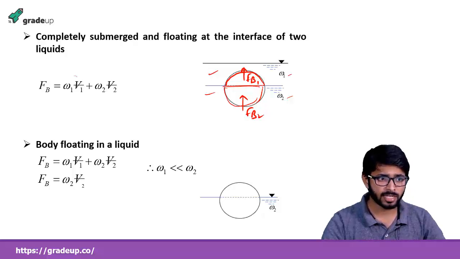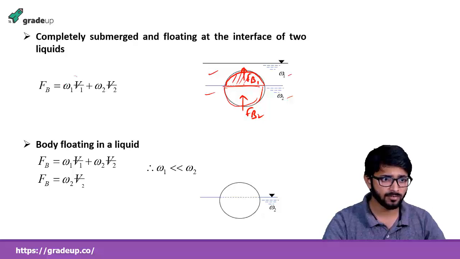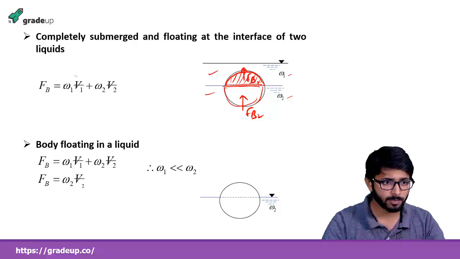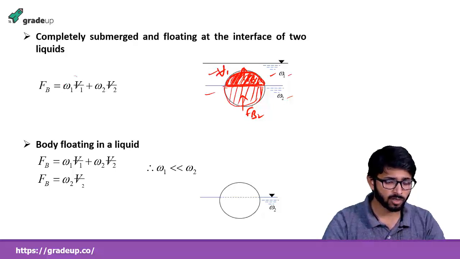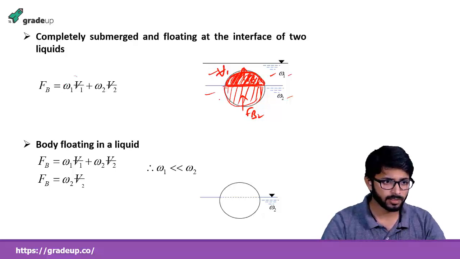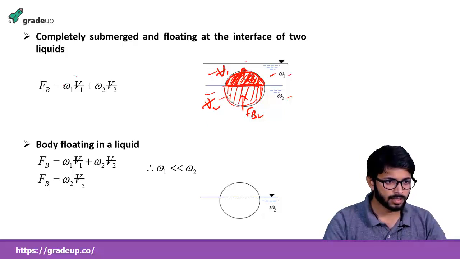The buoyancy force acting by the top fluid on the body is omega 1, the specific weight, into the volume displaced. The volume of fluid displaced by this part of the body is that portion, and it is V1. The volume displaced by the lower portion of the body will be V2. So we can write FB is omega 1 V1, the volume displaced, plus omega 2 V2, the volume displaced by the lower portion of the body. So this is the total buoyancy force which is acting upward on the body.